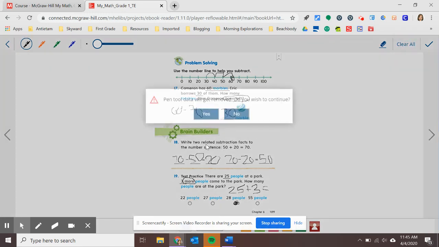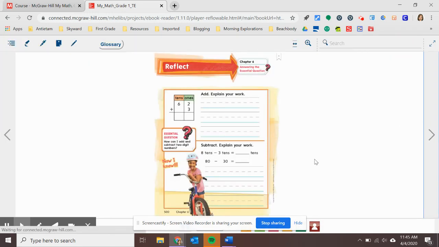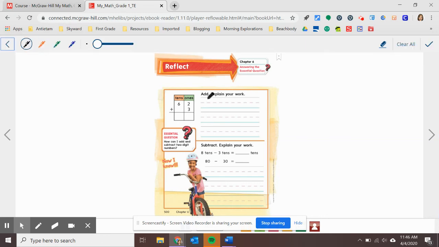All right. I'm going to clear all my answers just so I can move to the next page. This is what I want you to do for your independent work today. So what I want you to do is put an X through these lines because I don't want you to explain anything. I want you to show me your work.